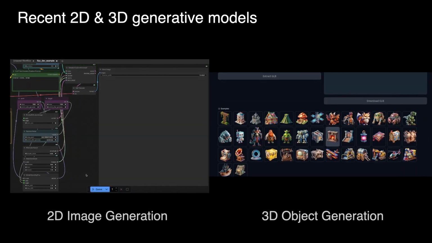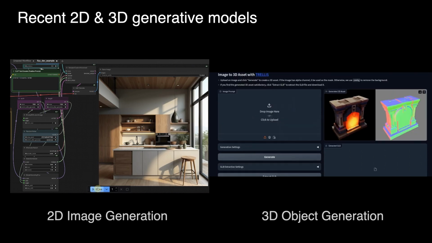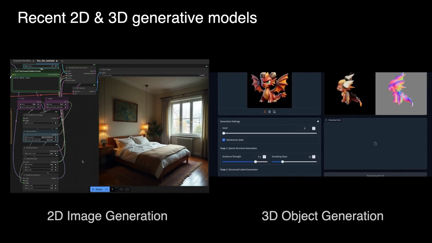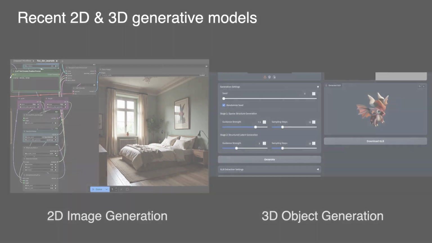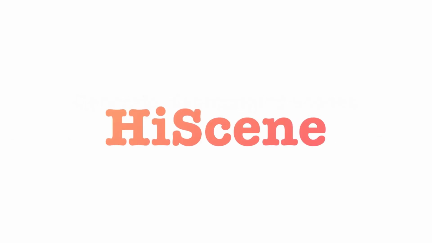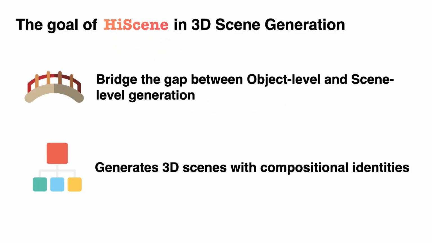In recent years, with the advancement of generative models, we have witnessed the ability to create realistic images through text prompts and reconstruct 3D objects from single images. This leads us to question: can we combine 2D image generation techniques with 3D object generation methods to construct complex disentangled scenes? To achieve this goal, we propose HiScene. HiScene aims to bridge the gap between object-level and scene-level generation while producing 3D scenes with compositional identities. The framework achieves its objectives through three main stages.